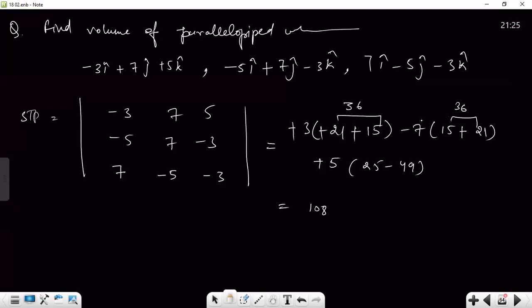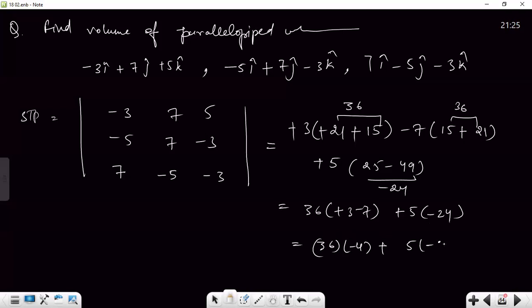Okay, great. So actually we can take 36 common here. Let's do some smart work. 36 common, plus 3 minus 7. Plus 5 into, what is this? Minus of 24. This makes it 36 into minus 4 plus 5 into minus 24. We can do smart work here as well by taking minus of 24 common.